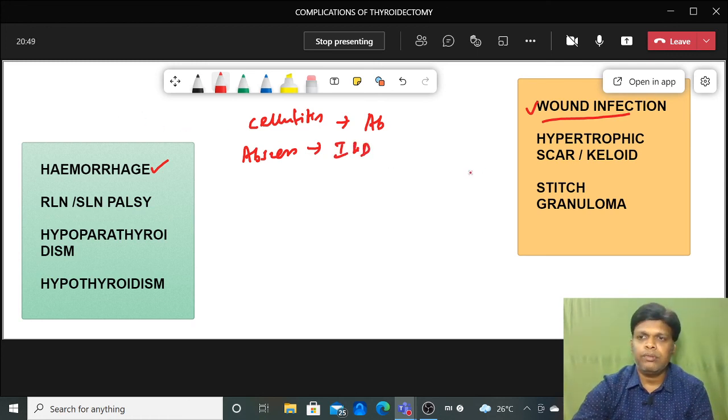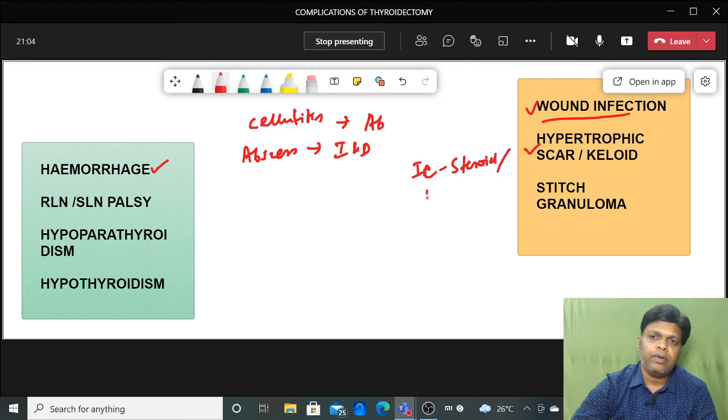The next one is hypertrophic scar or keloid. In that case, you have to treat either with an intralesional steroid injection, or else you can plan for excision of the hypertrophic scar or keloid. That is the treatment for these conditions.